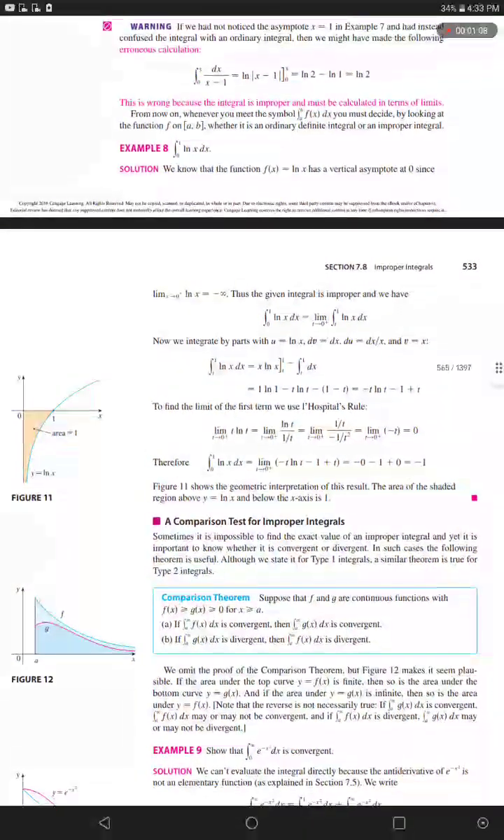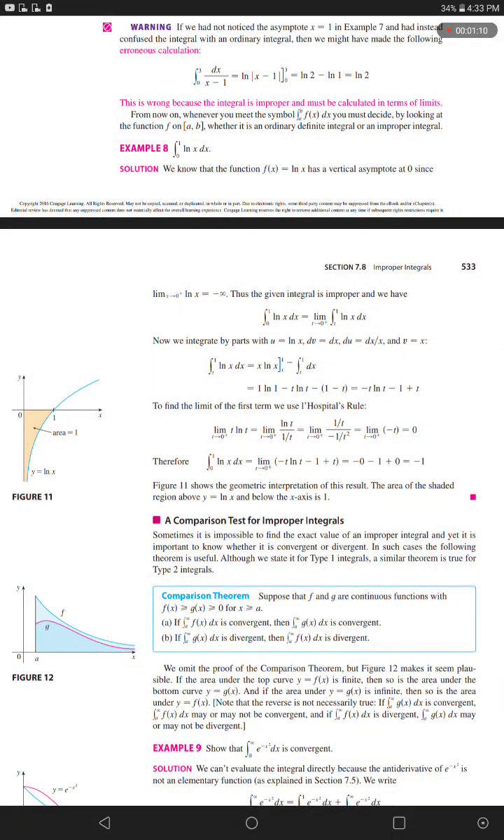Sidebar. Figure 11, the graph of y equals the natural log of x, and the area in positive x and negative y is the area equals 1. Back to the text.